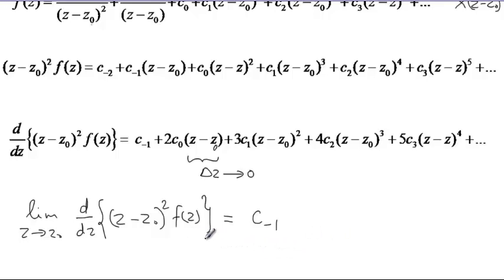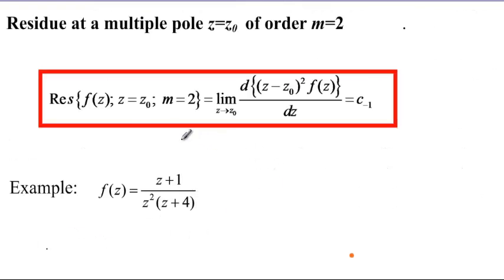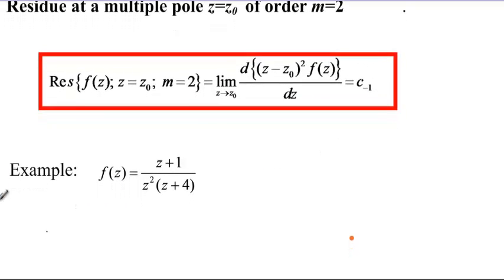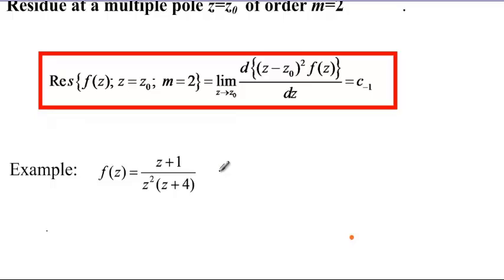Now, this gives us the following. Now we can say the residue at the multiple pole z equals z0 of order 2 can be given by this formula. So again, we can now look at this example. In this case, a pole of order 2 here is z equals to 0.